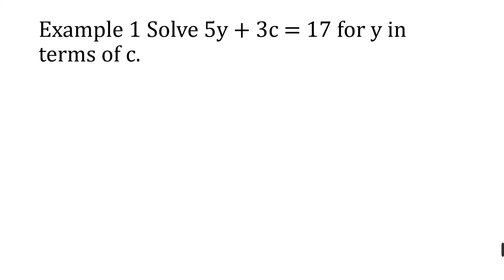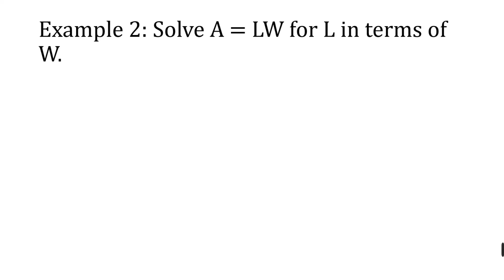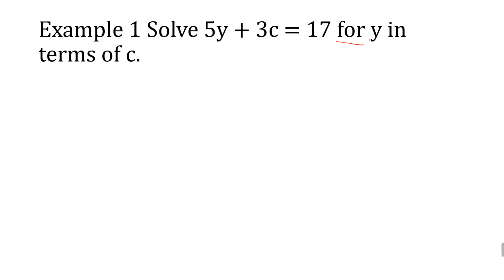Okay, so let's do an example. Solve 5y plus 3c equals 17 for y in terms of c. That means if you want to solve for y, your final answer should say y equals something. So you have to pay attention to what you're solving for. We want to solve for y, so we're going to subtract 3c from both sides because we're working to get y by itself.